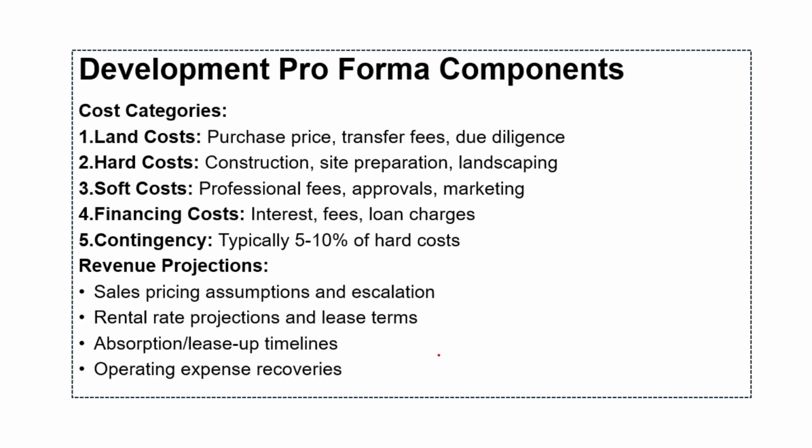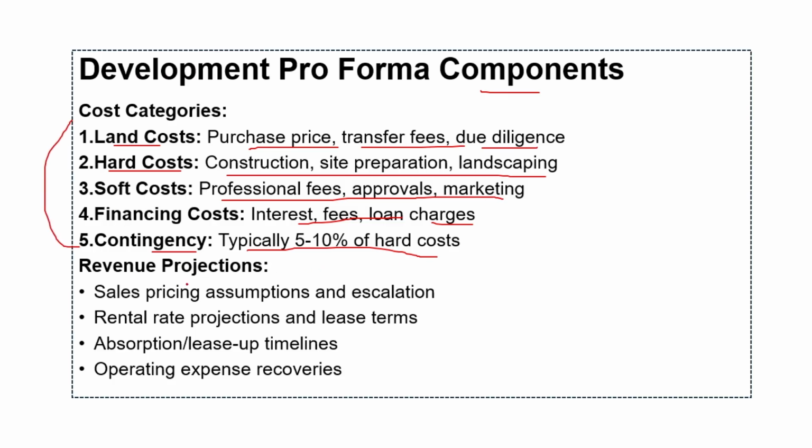Then we go to development pro forma components. So here we have land cost, so purchase price, transfer fees, due diligence. We have hard cost of construction, site preparation, landscaping. Soft cost will be professional fees, approvals, marketing. Financing cost will be your interest fee, loan charges. Contingency will typically be 5 to 10% of hard cost. So that will be your total breakup.